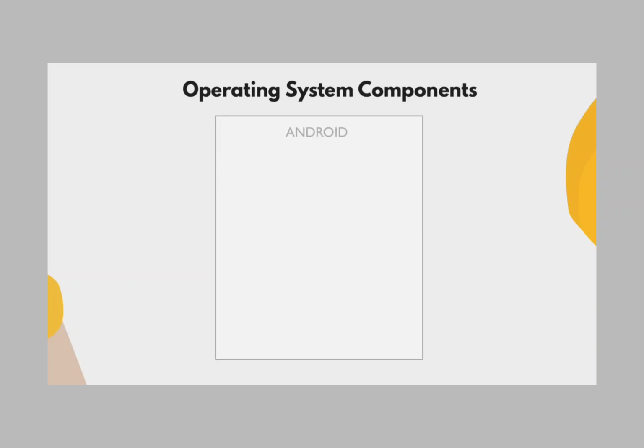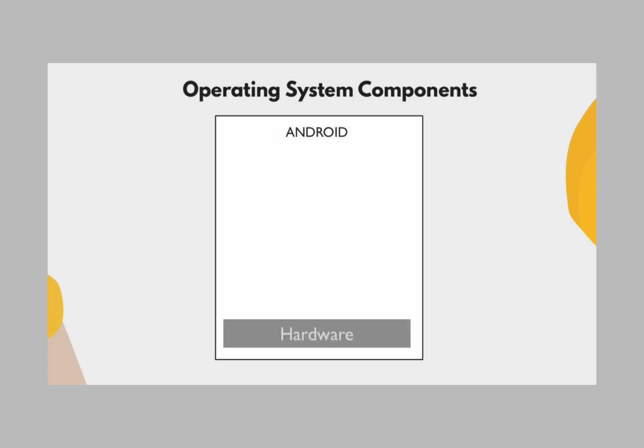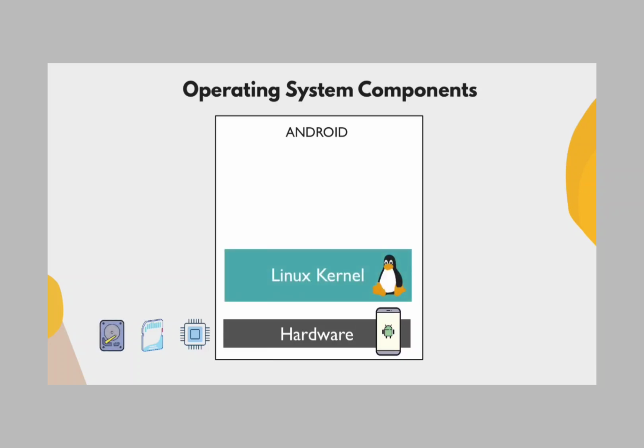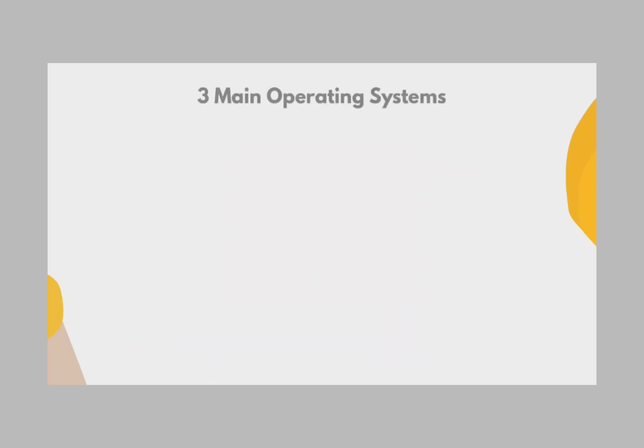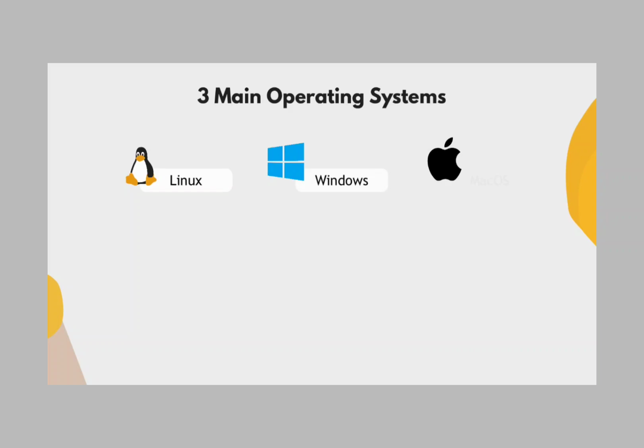So to see all the layers we have described with Android as an example, we have the hardware, which is the phone, which also has a CPU, memory, and storage, as well as I/O devices. Then you have the OS kernel on top of that, which is Linux. Then you have the operating system application layer, which is Android. And then you have user applications on top of Android, like Android apps, for example. Now, of course, we know there are three main operating systems for computers, which are Linux, Windows, and macOS.